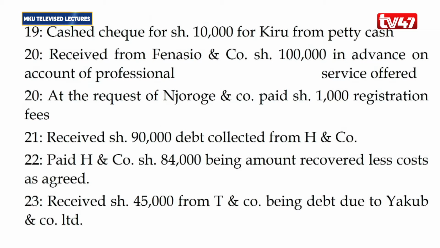And I think you can see what is happening there. The money that we had received initially was 90,000. And we can see that there is 4,000, which is the amount involved. So of the 90,000, there is this part, and there is also the part of the cost. That is where we are told we also recovered our costs. On the 23rd, received 45,000 from T and Company, being debt due to Yakub and Company.